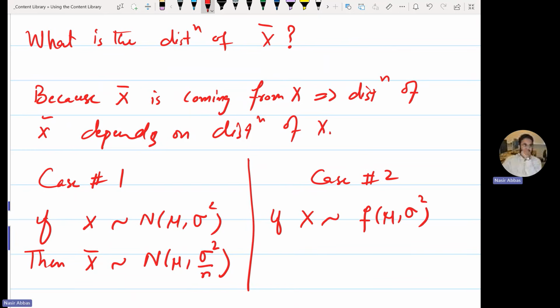If X is coming from a distribution that we don't know, it's F, not normal. Any other distribution, maybe Weibull, exponential, whatever, unknown, whatever distribution. What will be the distribution of X bar in that case?